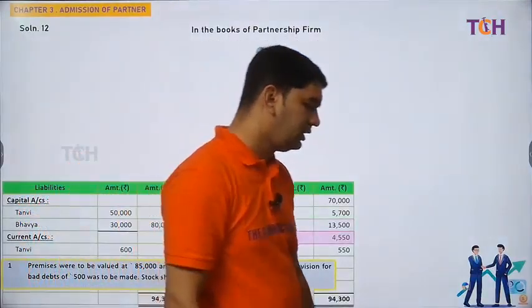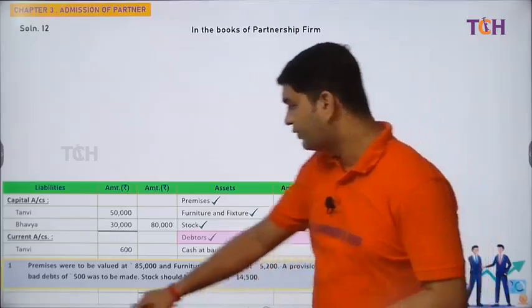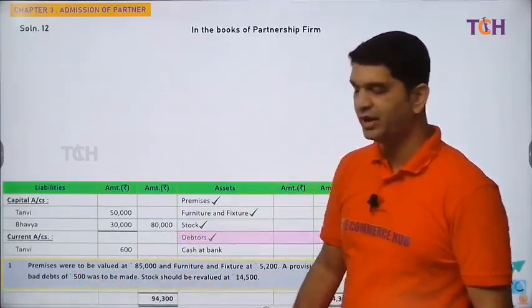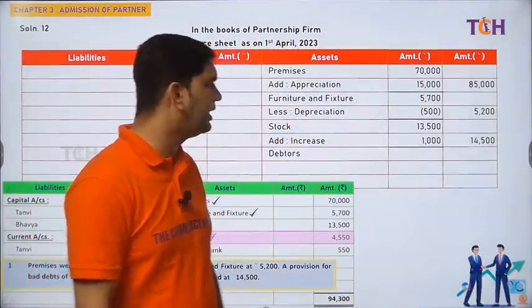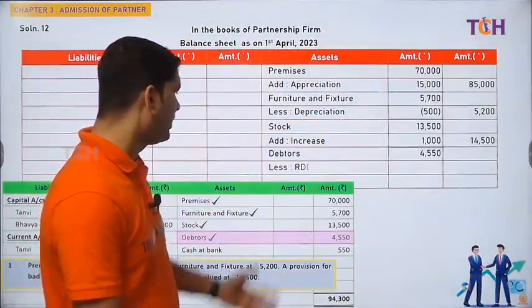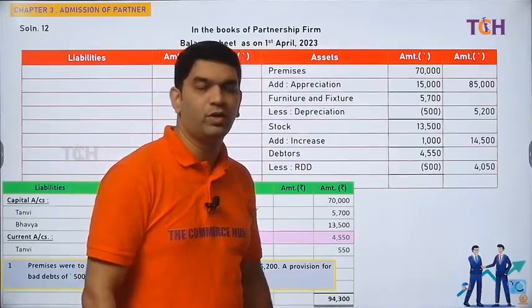Moving to debtors. For debtors, we have been clearly told to provide for bad debts on debtors, provision for bad debts which is 500. So the value of debtors will decrease because of that. We'll show it on the asset side. Debtors inner column 4,550. Also we have RDD which is 500. So 4,050 in the outer column.